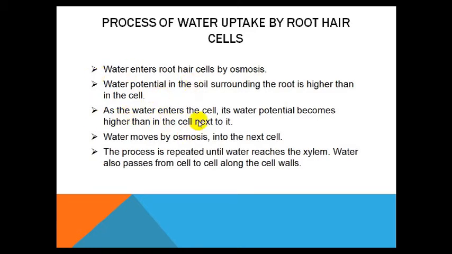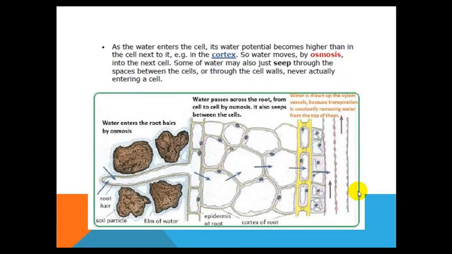As the water enters the cell, its water potential becomes higher than in the cell next to it. So water will move by osmosis into the next cell. So this process is repeated until water reaches the xylem, and water also passes from cell to cell along the cell wall. Okay, this is how it happens. The arrow shows the movement of water from the soil into the root hair cells, into the neighboring cells, until it reaching the xylem vessel. Water is drawn up the xylem vessel because transpiration is constantly removing water from the top of them.